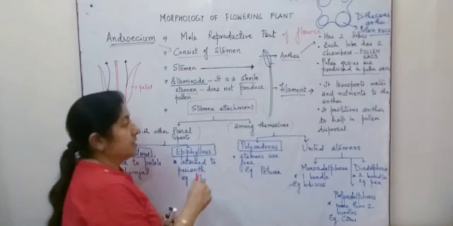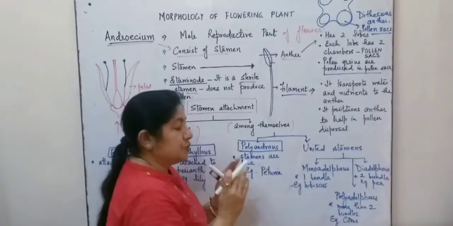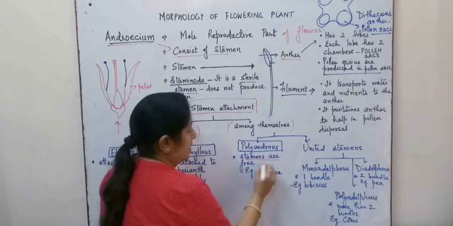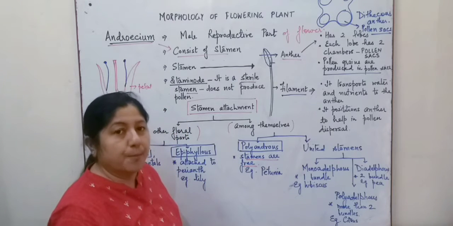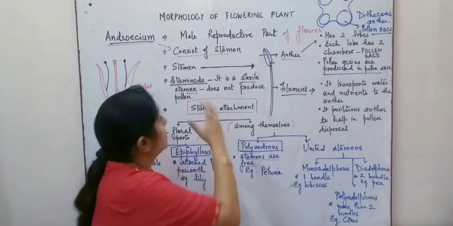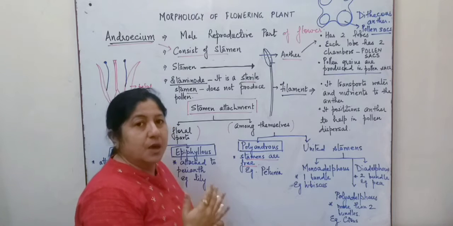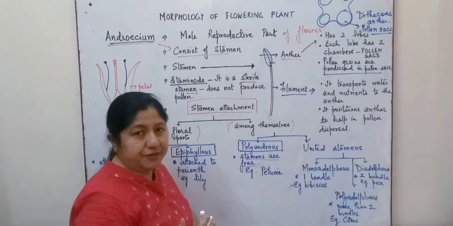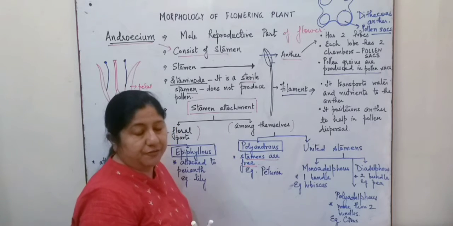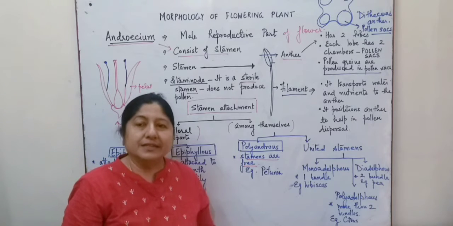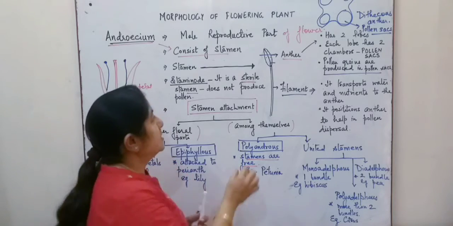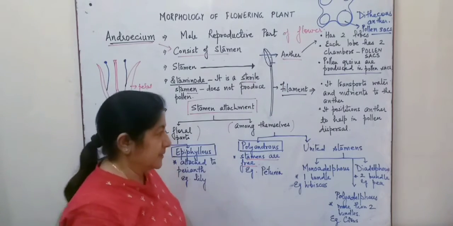The other situation is when the stamens may be together or they may be free. When the stamens are free, it is known as a polyandrous condition. Polyandrous means many, and androus refers to the androecium. So polyandrous means when the stamens are completely free, not together in a bundle. An example is the petunia flower. In petunia, the stamens are not attached to each other. They are individual. That means each filament and anther is separate.